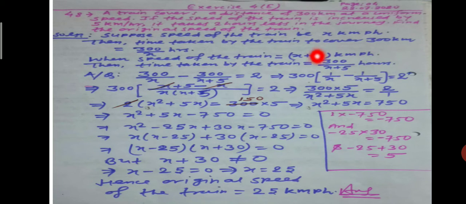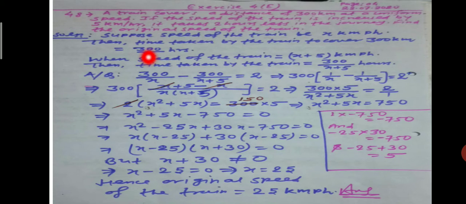Now this time, 300 by x plus 5 hours, is 2 hours less than this time, that is 300 by x hours, is 2 hours more than 300 by x plus 5 hours. Then according to the question, 300 by x minus 300 by x plus 5 will be equal to 2.